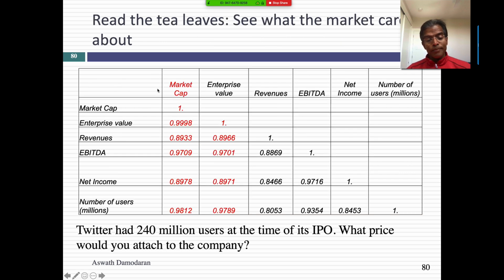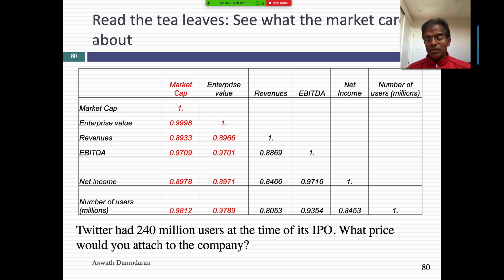How am I going to use this? At the time of its IPO, Twitter had 240 million users. You multiply 240 million by 100, you get about 24 billion. That's my pricing of Twitter. You're saying that is really simplistic. Pricing is supposed to be simple. That's why we use it.